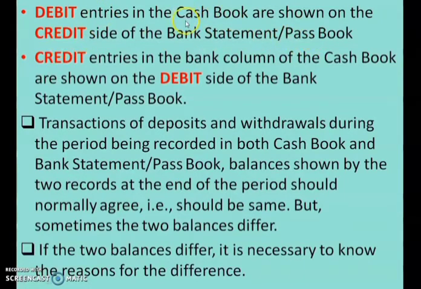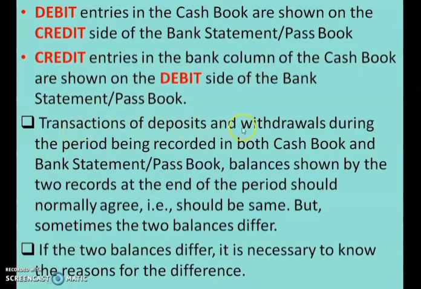So if you are recording on the cash book debit side in the bank column some items or transactions, that will be shown on the credit side of the passbook. Okay. Same is the case if you are recording on the credit side of the cash book bank column, then it will be shown on the debit side of the passbook.